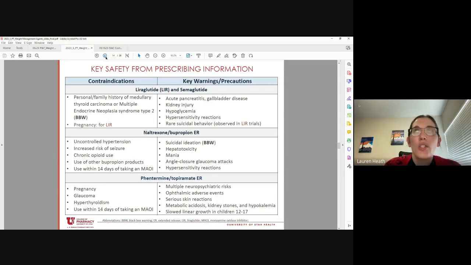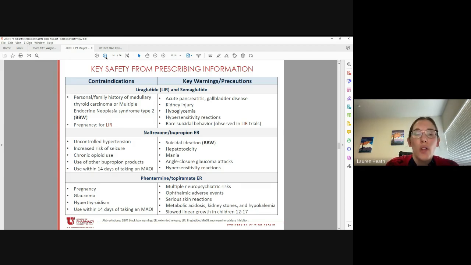Key warnings for the GLP-1 agonists are the risk for acute pancreatitis or acute gallbladder disease, kidney injury, especially during intravascular volume depletion, development of hypoglycemia, hypersensitivity reactions, and rare suicidal behavior observed in some liraglutide clinical trials. Naltrexone bupropion can increase blood pressure and heart rate and is contraindicated in people with uncontrolled hypertension.